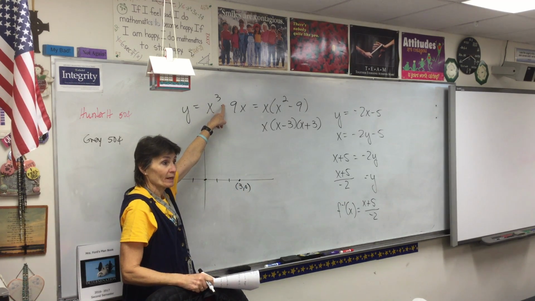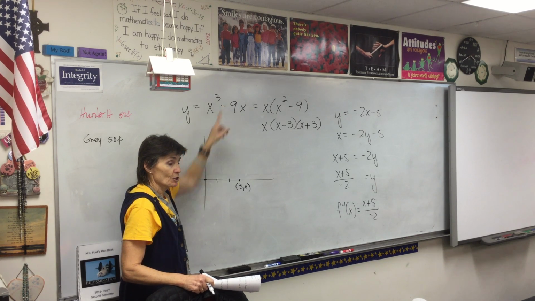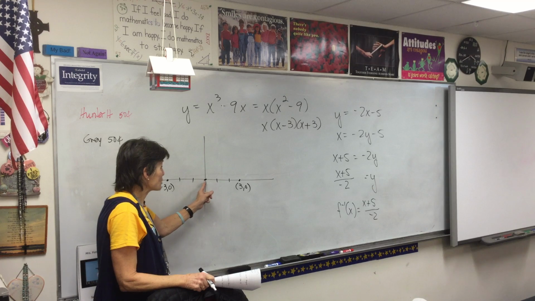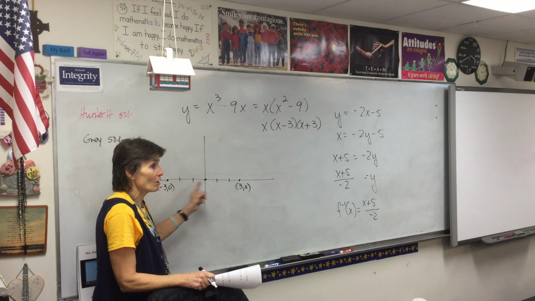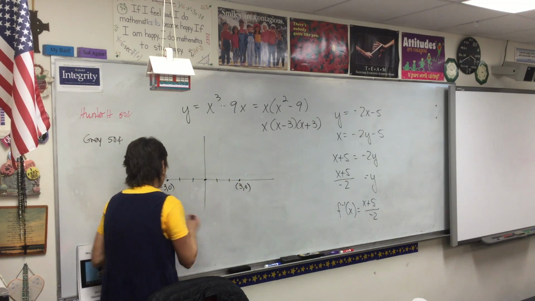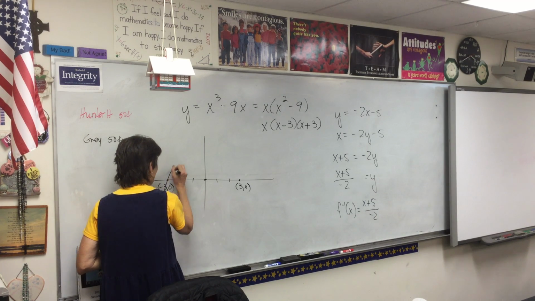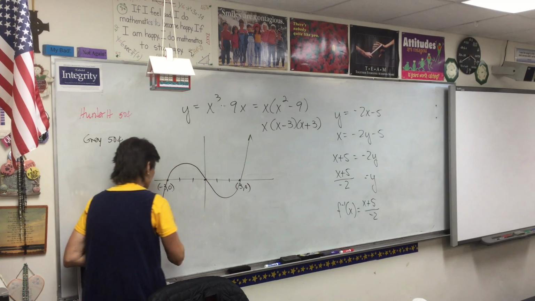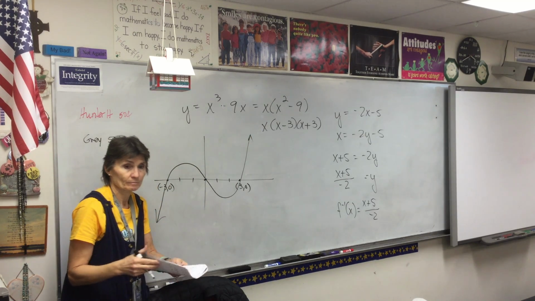This is a cubic problem. Cubes start down here, right? Am I going to have any tangent points here? Am I going to have any bounce off points here? No. So I'm going to start down here because it's a cube. And I'm just going to pass through all of those and just shoot right up just like that. There it is.